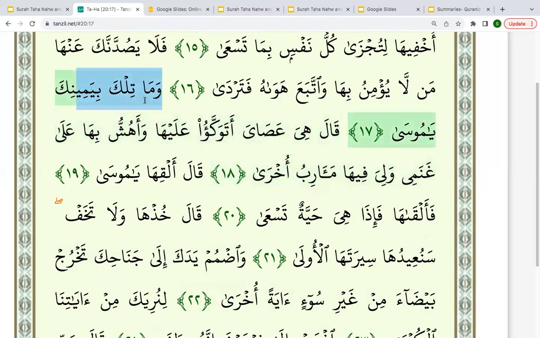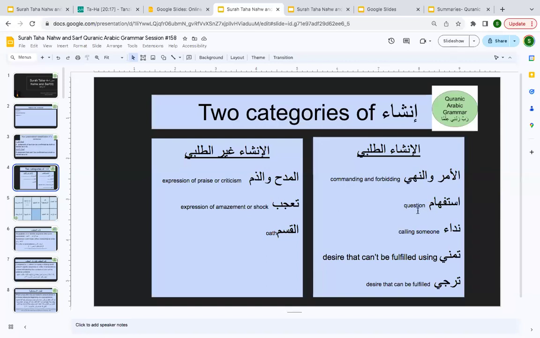It is a question, and usually the standard use of a question is to have an answer about something. You ask a question about something that you don't know about. But yes, this is about Allah subhanahu wa ta'ala, and Allah knows everything, but still there's a question, and Musa answered that question. So if I ask you what is the type of this sentence, ma tilka bi yaminik, it is going to be insha talbi, right? It is an istifham, so it is in the umbrella of al-insha at-talbi.